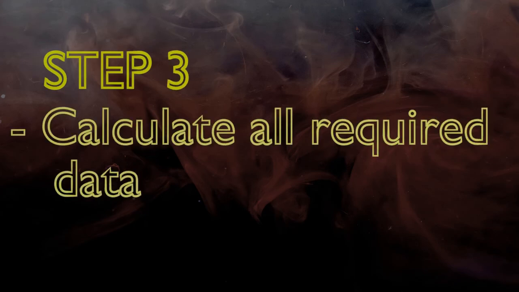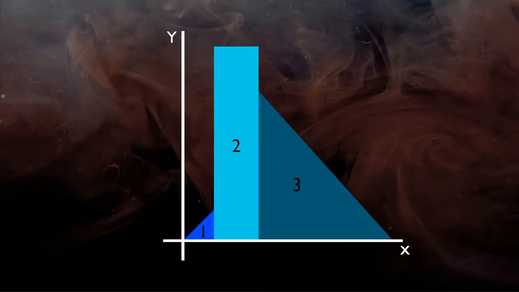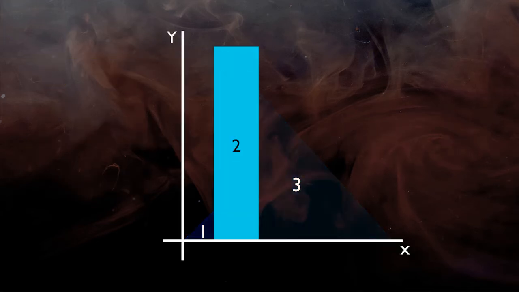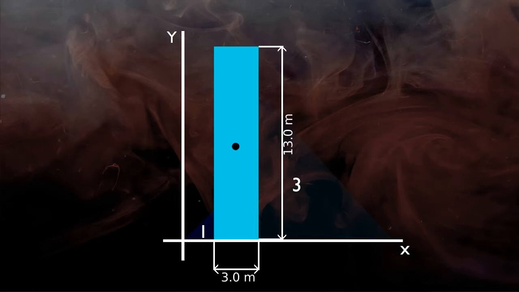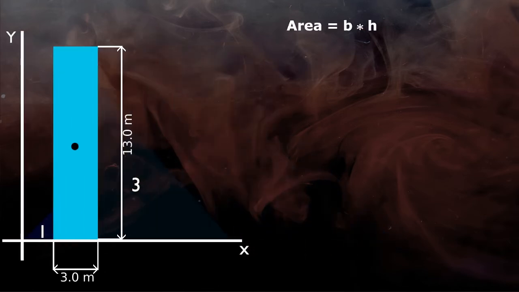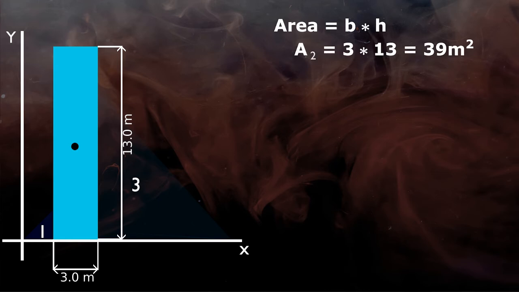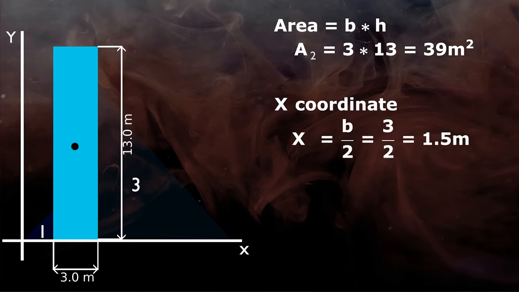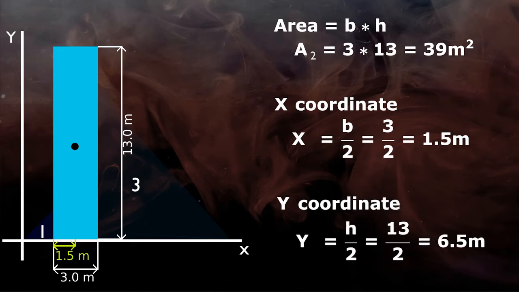We will repeat step number 3 for the rectangle. So first we will highlight the rectangle and locate the centroid and dimensions. Now the area of the rectangle is 3 meter width into 13 meter height, which equals 39 meter square. X and y coordinates for a rectangle in general are width by 2, that is 3 by 2 equals 1.5 meter, and height by 2, that is 13 by 2 equals 6.5 meter.